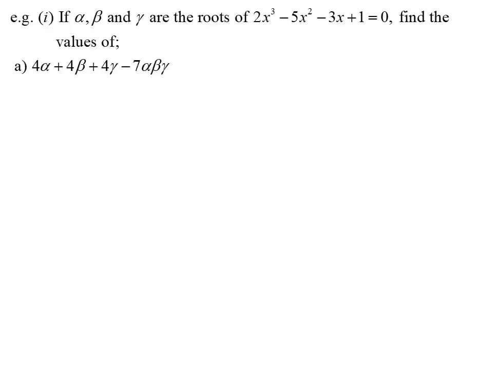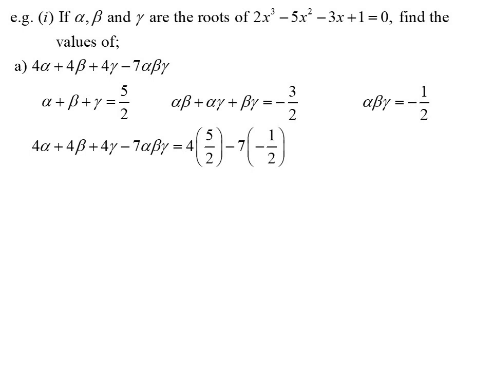Let's now play with a cubic. We're going to find, for some insane reason, we want to know what this value is. I don't know what purpose it serves, but there you go. We want 4 alpha plus beta plus gamma minus 7 alpha beta gamma. Well, the first thing I'm going to do is find those key things, because there's going to be more questions to come. We get 1 at a time would be 5 on 2, 2 at a time would be minus 3 on 2, and 3 at a time is minus a half. The one I've got is 4 lots of 1 at a time minus 7 lots of 3 at a time. Substitute in: 27 on 2.